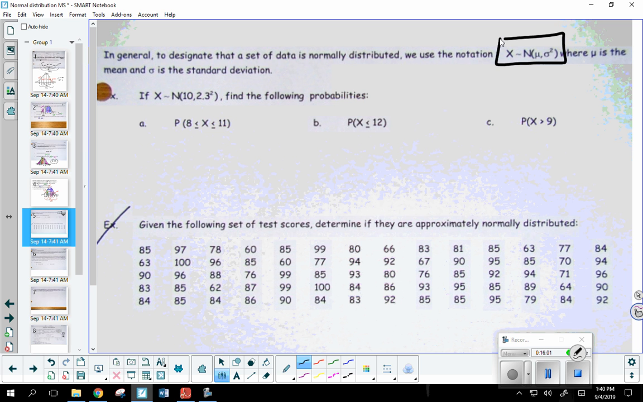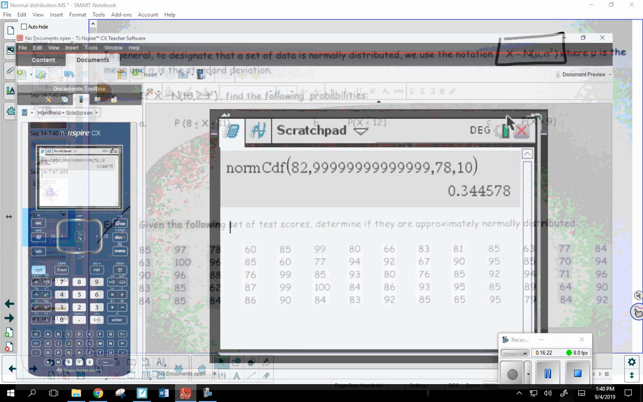Okay. Now, we're going to go ahead and plug it in the calculator. Does anybody want me to go ahead and draw the normally distributed graph just for practice, or you feel okay with that? Okay. So let's do it. We got 10. 2.3 is my standard deviation. Now, I want it between 8 and 11. Okay. So let's run through this again.